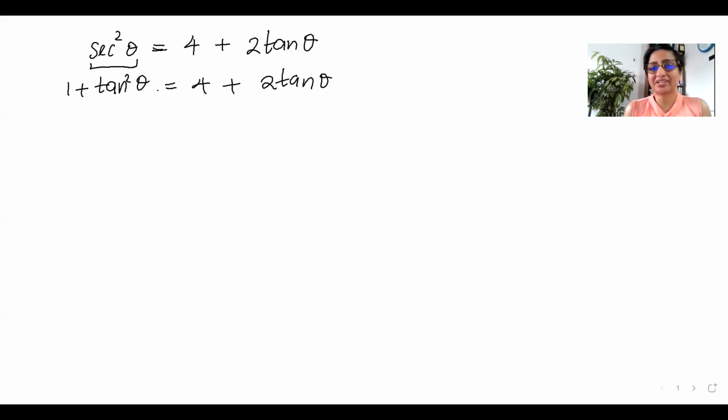Now, all the quadratic equations you have seen are of just a variable x squared. How do you recognize a quadratic equation? You have to have the power 2 of the unknown. Here, this is a trig equation. This is a quadratic equation of tan theta.